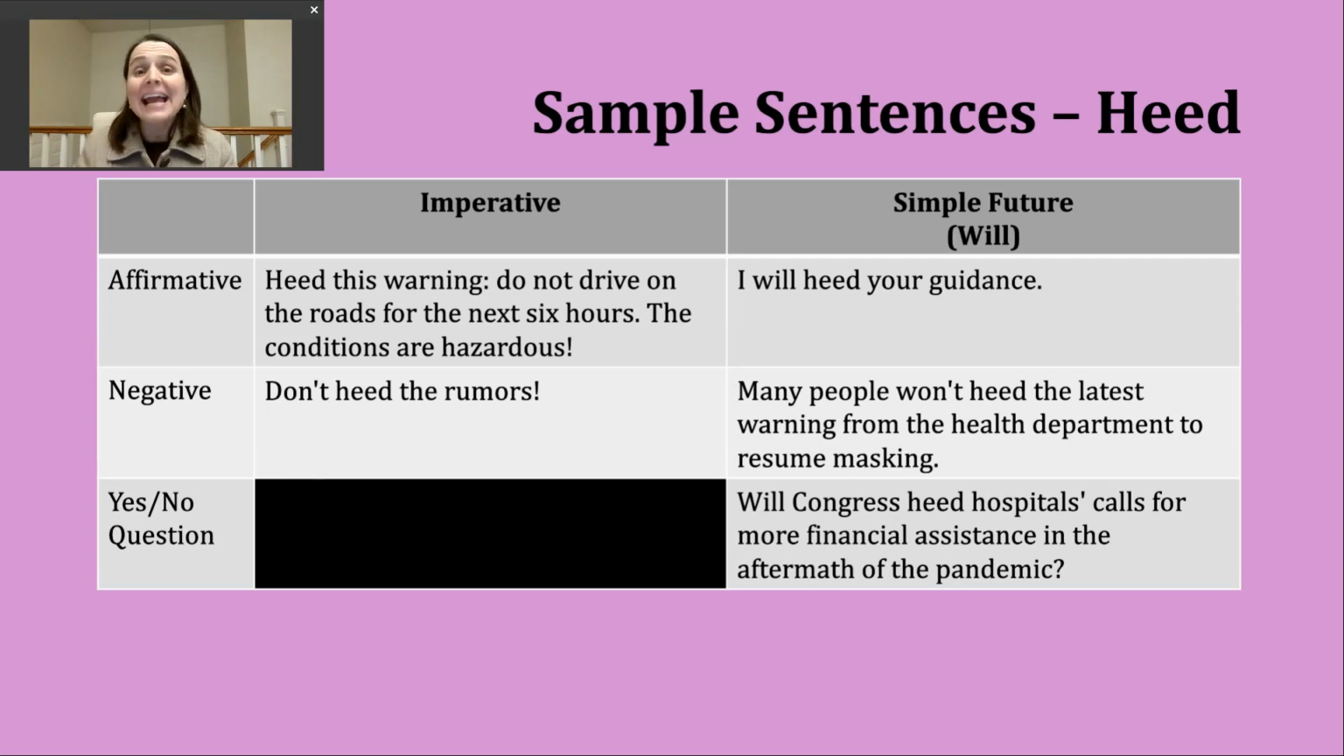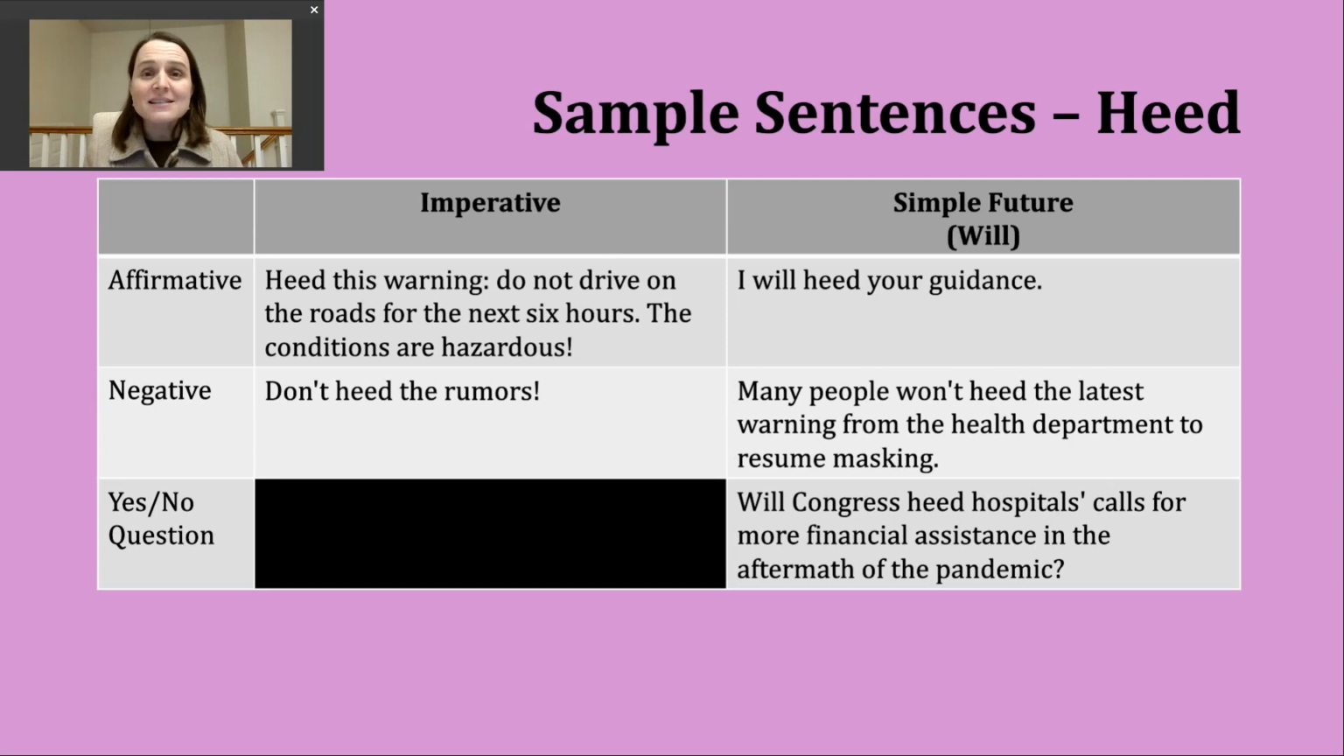Now, you can also make a negative imperative sentence where you're telling someone not to do something. Okay? To do that, what you'll do is start with do not and then the base verb. Okay? You might also hear people use the contraction don't. That's in my example sentence here. Don't heed the rumors. Okay?